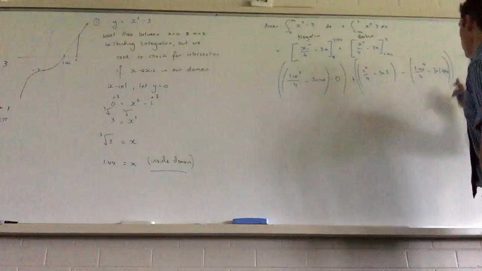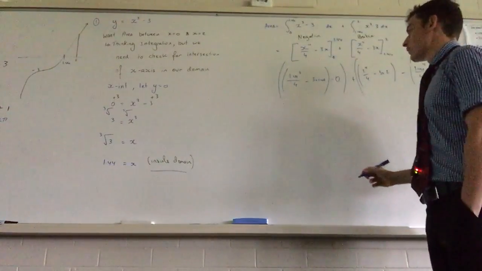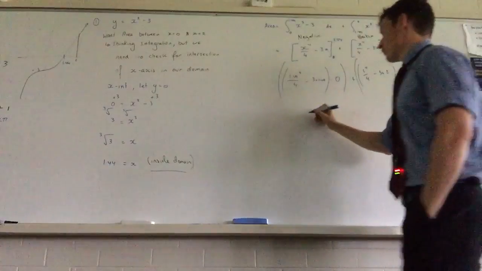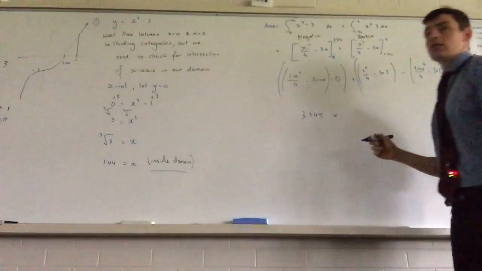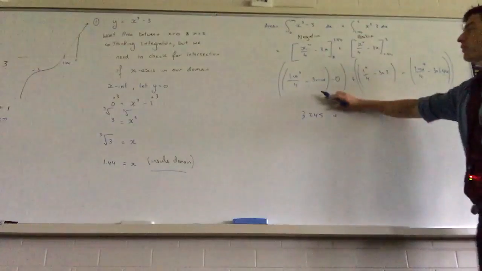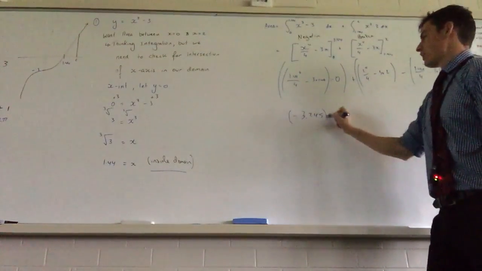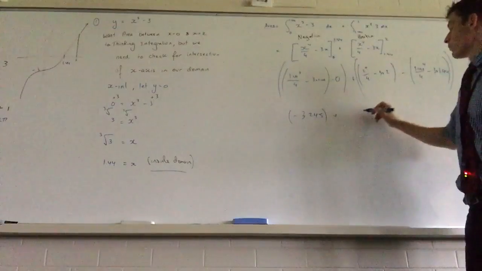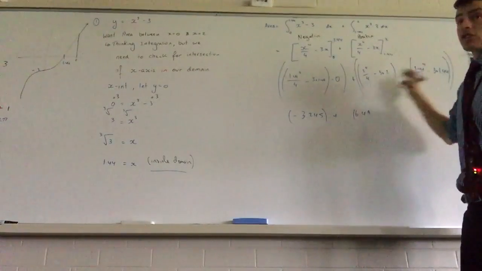Who knows how to do that in their head? Toby? 3.245. That one there is 3.245. 3.245 plus. Will that be positive or negative? Negative 3.245. Very good. Just going to keep that in brackets. Plus 6.49. Is that the total of all that?